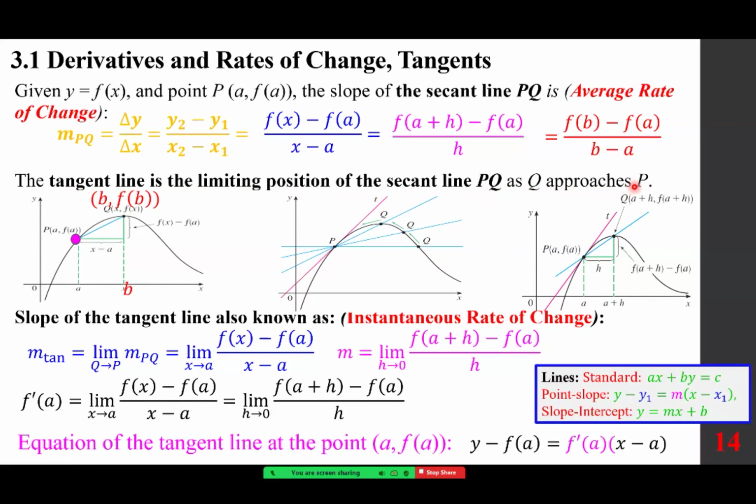And therefore, m of the tangent line is the limit of m of PQ as Q approaches P, or the formulas that you see here. To come up with the equation of a tangent line, we can write this, but given the various formats for a line, I'm going to stick with the point-slope form, and I'm not going to even memorize that. That's the way you should do that. It's very fast. It's very easy.